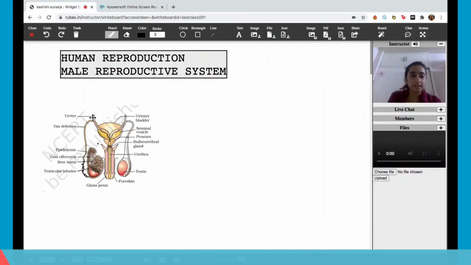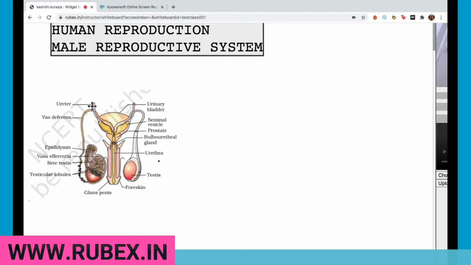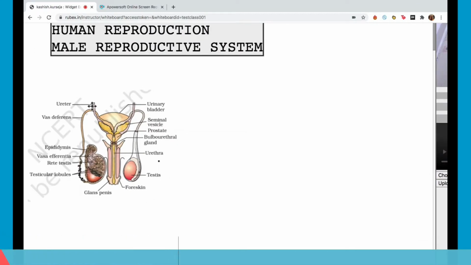So we have this here. I'm going to go over the diagram first and then we'll see the individual parts. So we have the male reproductive system right here, if you can see. Before we begin, I have to tell you that these two testes are not located inside the body of the male, rather they are located outside in a pouch. This pouch is known as the scrotum.